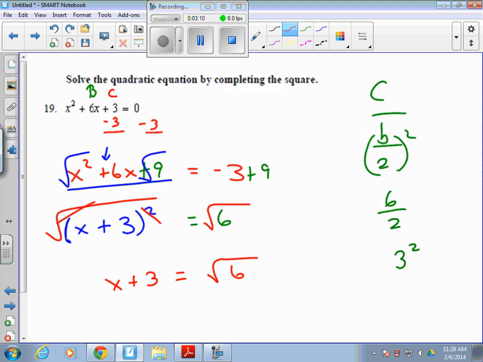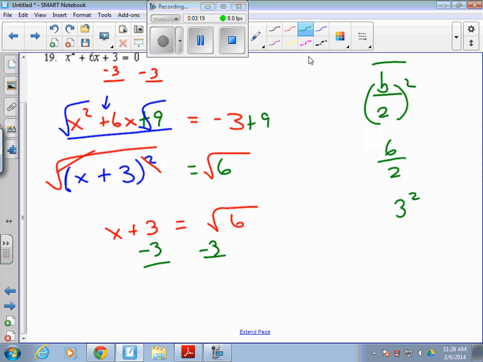The only thing we have left to do is get x by itself. Get rid of plus 3 by subtracting it. Subtract 3 from the other side. You can't take 3 away from the square root of 6. You could simply write them next to each other, since they're not like terms, as negative 3 plus or minus the square root of 6.